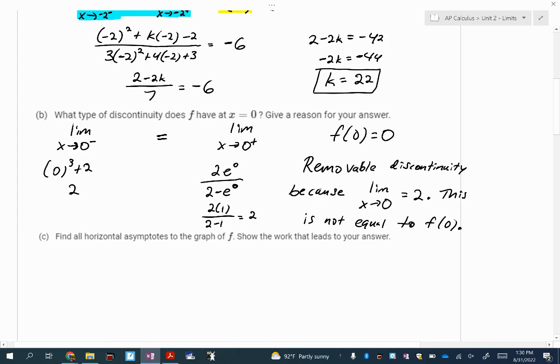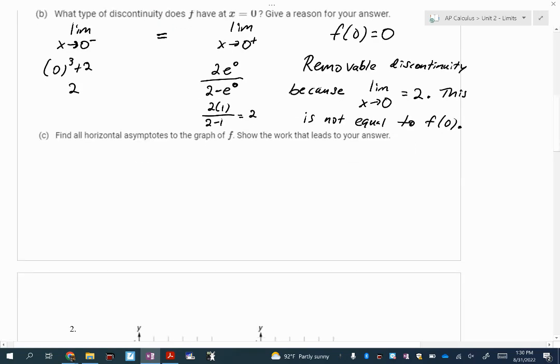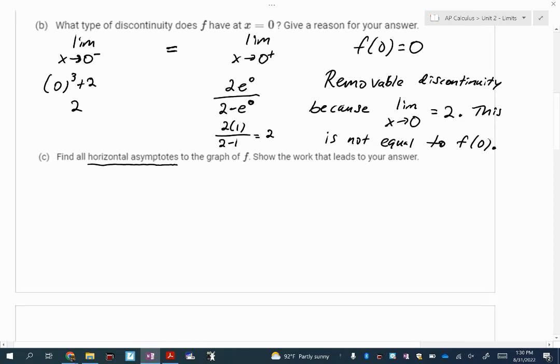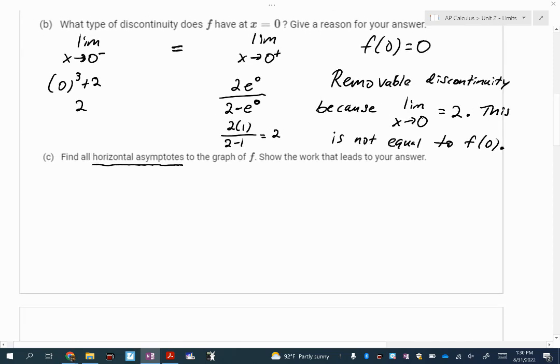This is the last piece. It says find all horizontal asymptotes to the graph of f. Okay, so the key thing here when it says horizontal asymptotes is that it wants you to think about moving in the x direction to the right and to the left forever. And as you do that, you should approach a number. And if you do, that's called a horizontal asymptote.